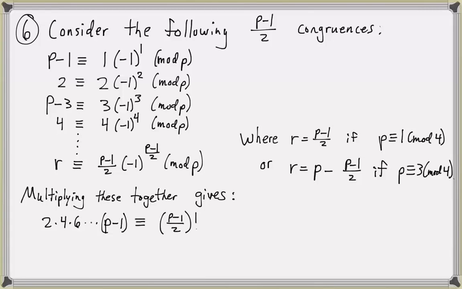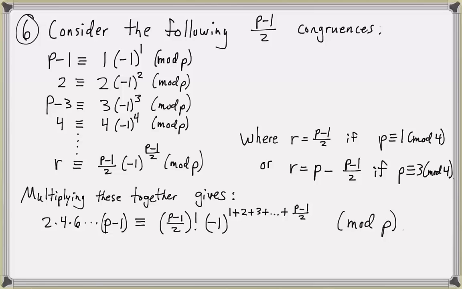And then I have a bunch of factors of negative 1. So I have negative 1 to the power 1 plus 2 plus 3, all the way up to (p minus 1)/2. So I'm going to combine all those factors of negative 1, mod p.